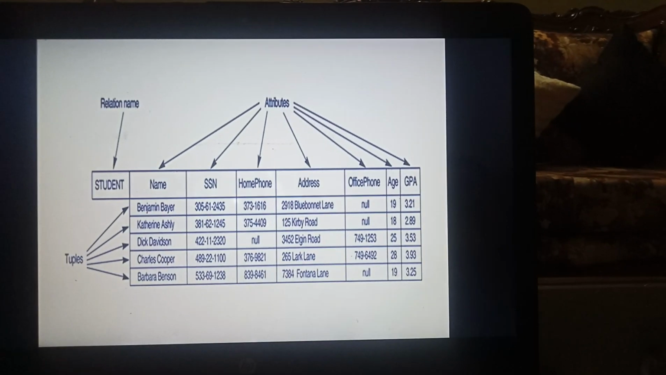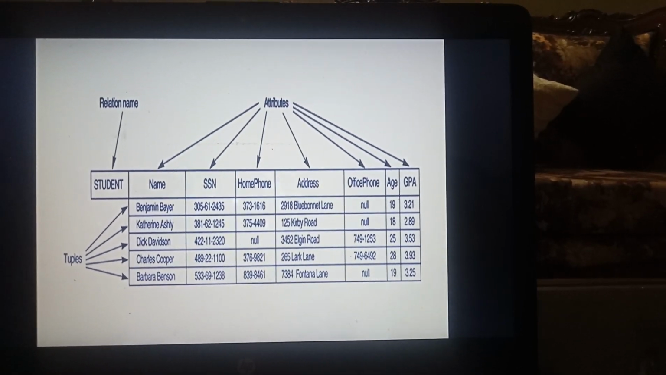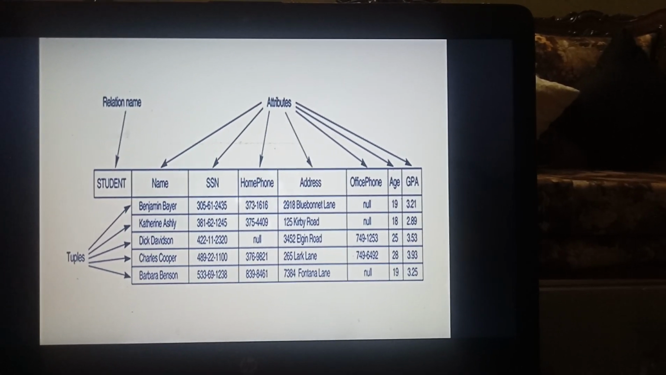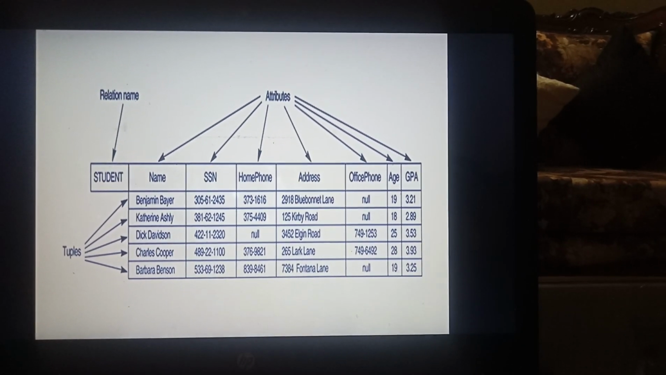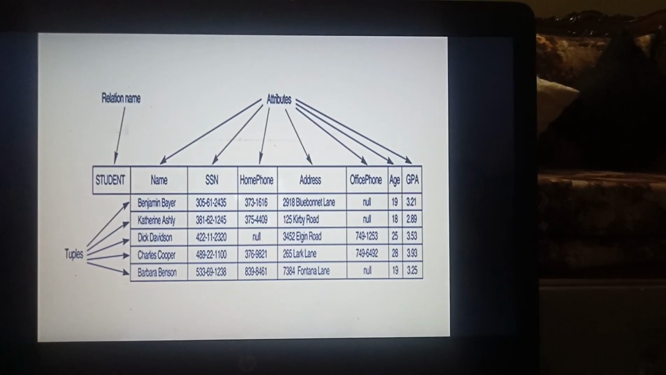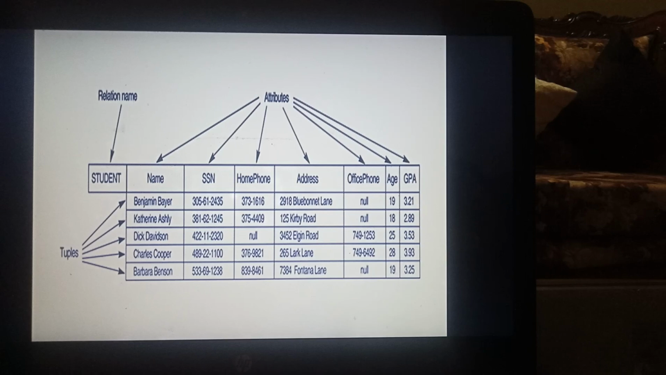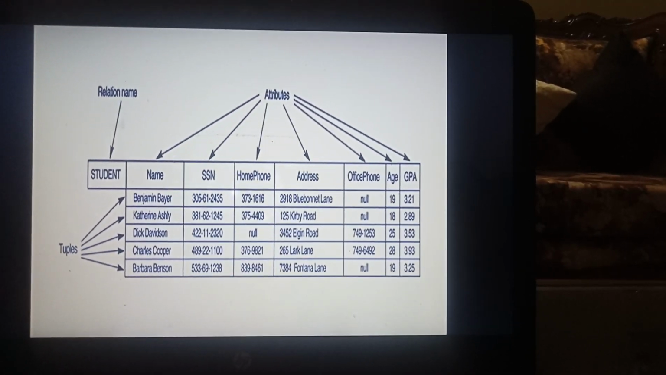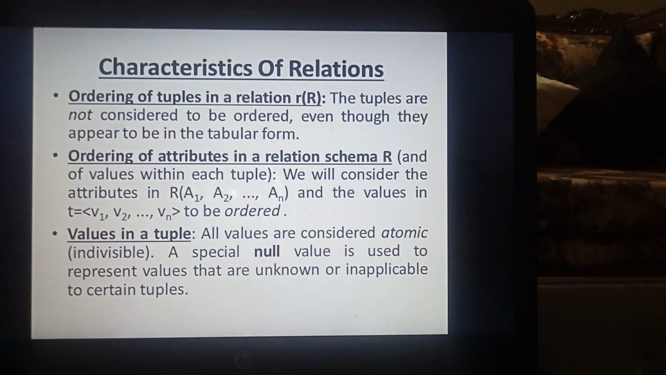Okay. So you can see this example. Here we have a student relation. So the relation name is student. We have some attributes like name, SSN, home phone, address, office phone, age, GPA, and we have 5 tuples in this relation. Now there are three characteristics of a relation.